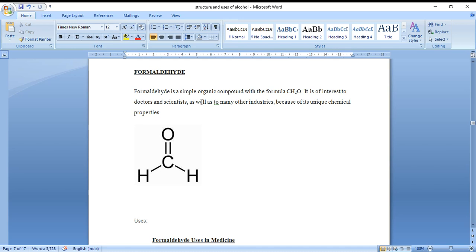Good day, students. Last class we have seen the structure and uses of various types of alcohols, isn't it? According to the syllabus, last class I showed some of the structures and uses of some of the compounds in the alcohols. That is in the third chapter. Now we are going to see the structure and uses of various types of aldehydes. Aldehydes and ketones are in our fourth chapter.